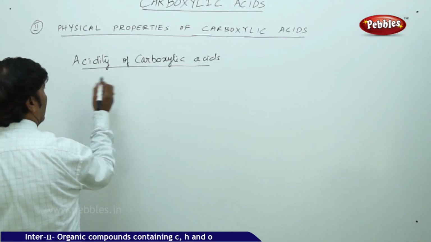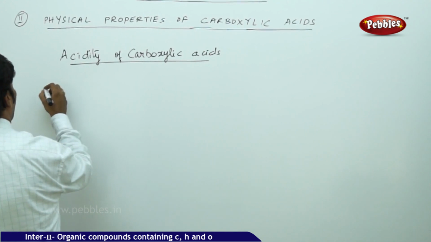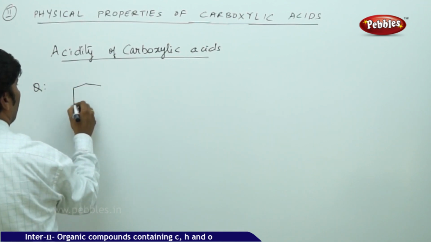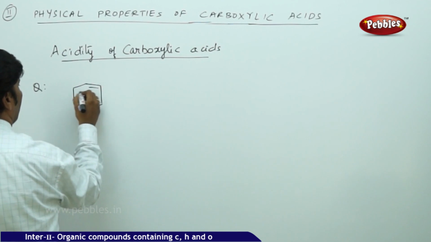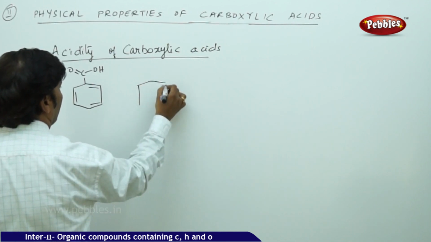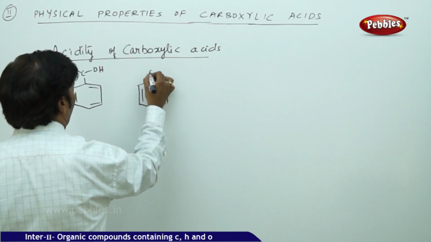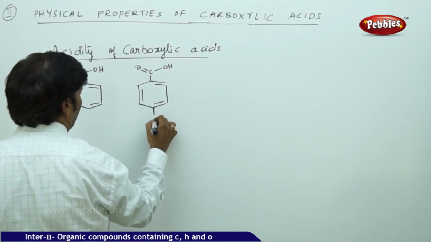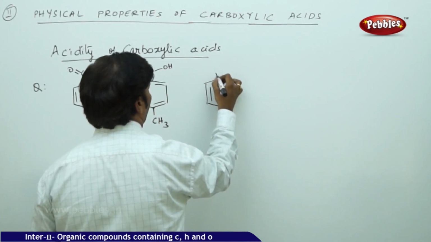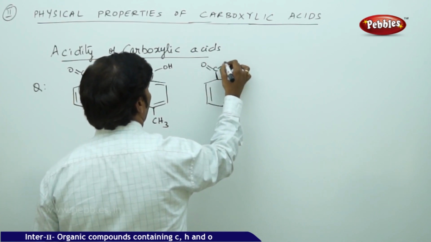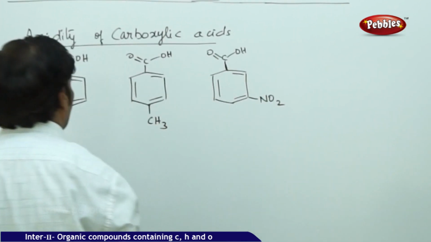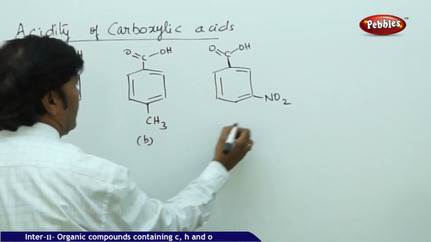So here, if you take the next case of the acidity of carboxylic acids, you can take one question: benzene ring with the carboxylic acid, benzene ring with carboxylic acid and one methyl group, and benzene ring with carboxylic acid and one nitro group. Suppose this is A, this is B, and this is C.